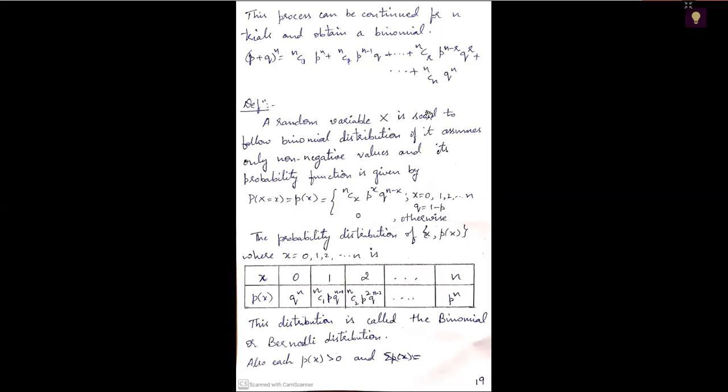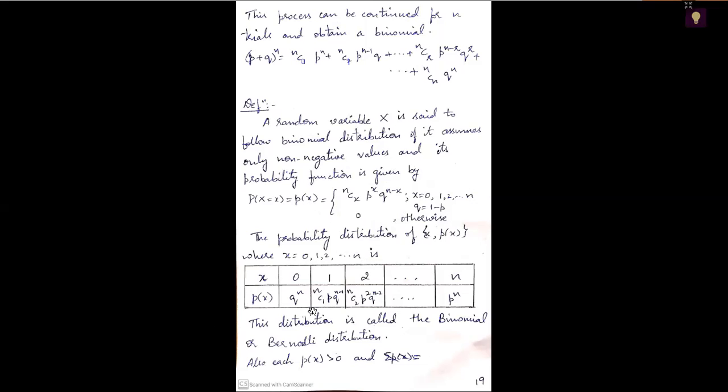So a random variable x is said to follow binomial distribution if it assumes only non-negative values, and its probability function is given by NCX P to the power x Q to the power n minus x, where x runs from 0 to n and Q is nothing but 1 minus P, and for any other cases the value will be equal to 0. So x can take values only from 0 to n. So the probability distribution is of this form: x comma P of x, where x is 0, 1, 2 up till n.